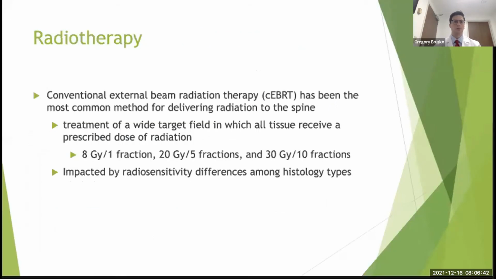So the radiotherapy treatments that were used at the time and are still used today, conventional external beam radiotherapy is the most common method. It treats a wide target field. All the tissues receive a prescribed dose of radiation, either 8 gray in 1 fraction, 20 gray in 5, or 30 in 10 are some of the common fractionated treatment patterns. But they are impacted by radiosensitivity differences among the various histology types. And that's something that we'll get into when we discuss the NOMS criteria shortly.